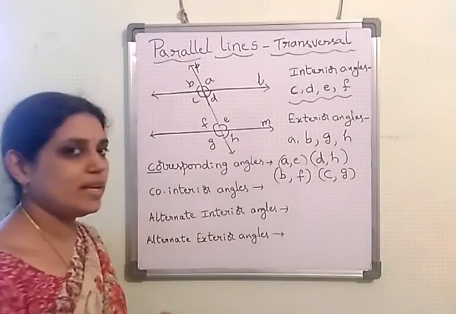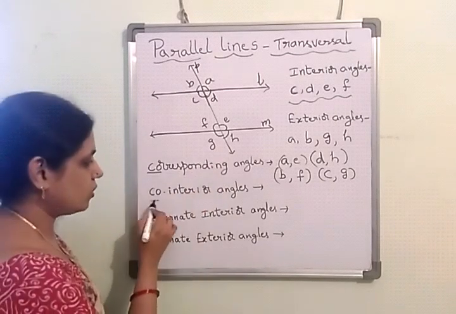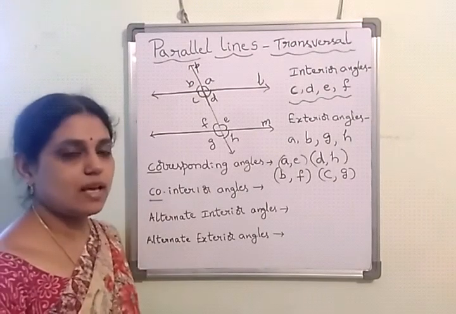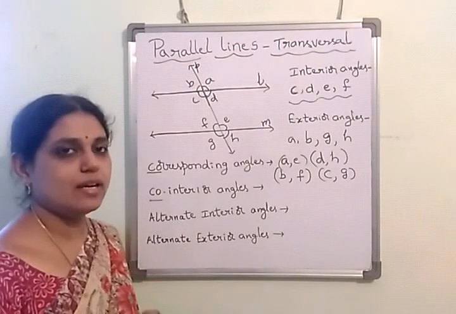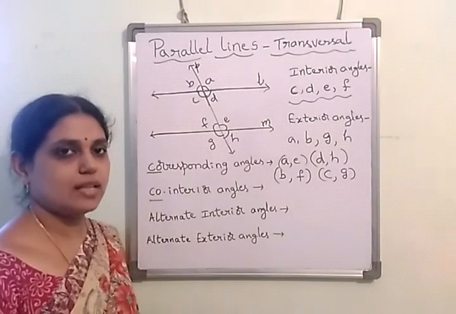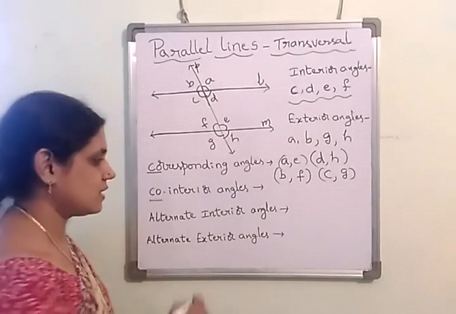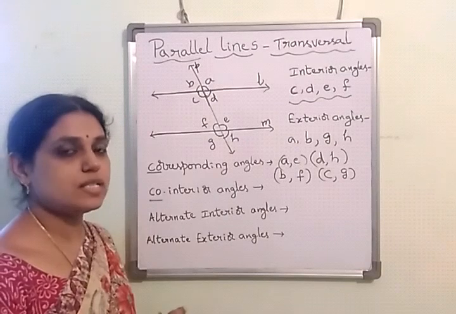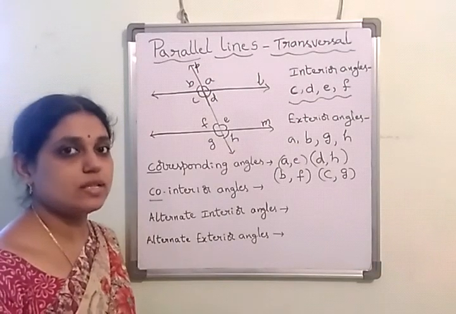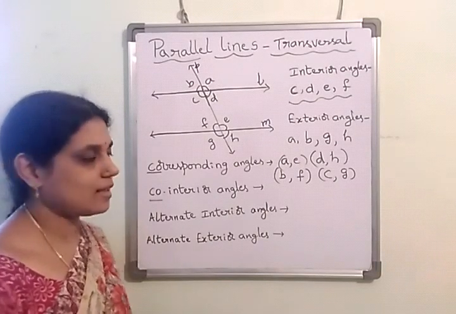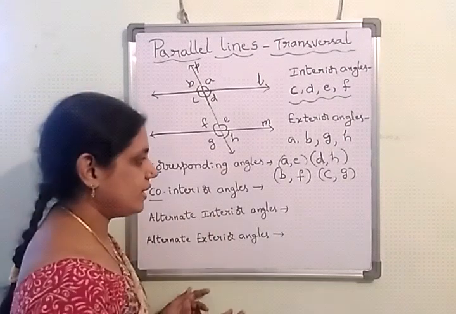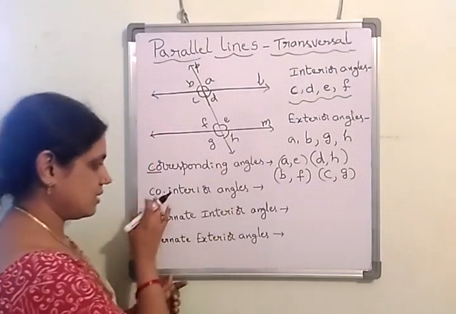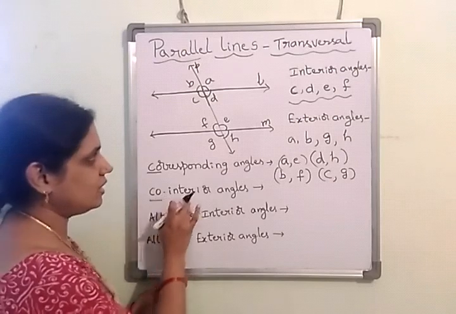Now coming to co-interior angles. Just now I told you, co means which are on the same side of the transversal. Actually, co-interior is a short form of consecutive interior angles. So here, what are co-interior angles? In the name itself it is there: same side of the transversal, interior.